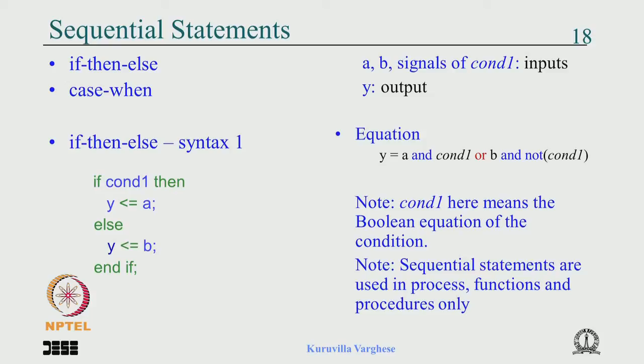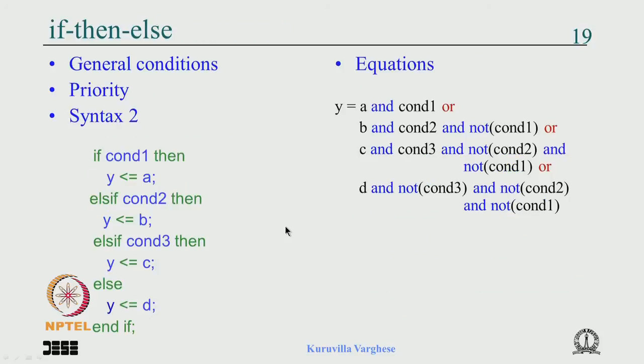So let us look at a more complex kind of syntax. Basically, the conditions, like in when else, are general conditions. You can say P greater than Q, C equal to 3 and things like that, and there is priority. So the next complex syntax is if condition 1, then Y gets A. Instead of else, you can say else if. It is not ELS EIF, it is ELSIF: else if condition 2, then Y gets B, else if condition 3, then Y gets C. At the end you say else, which comprises all the remaining, not of all the conditions.